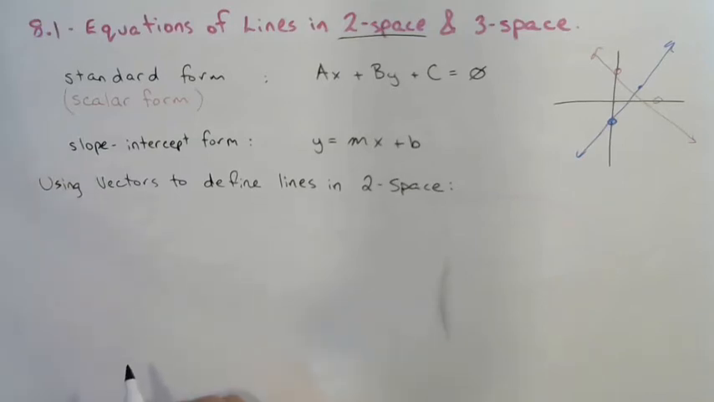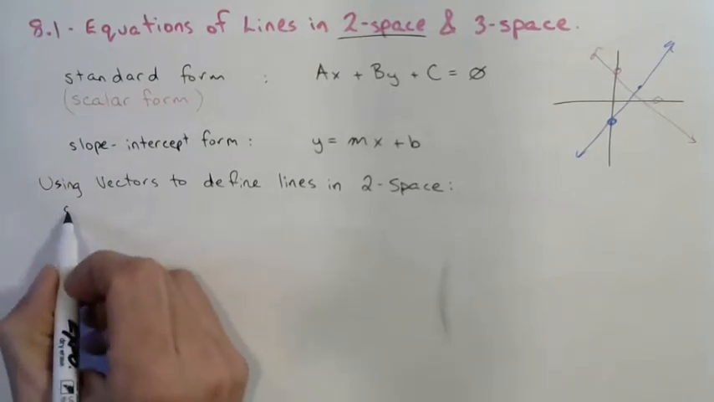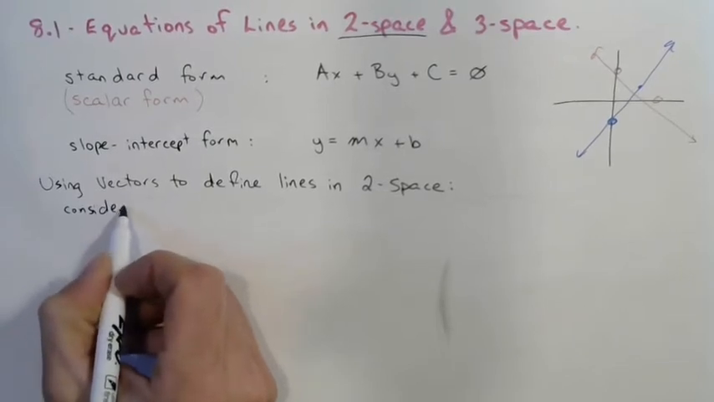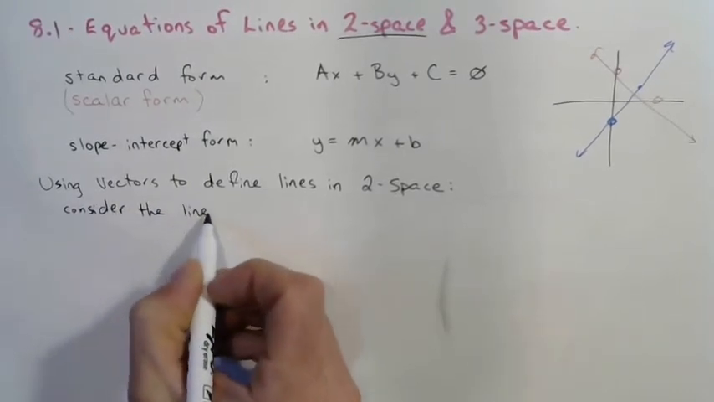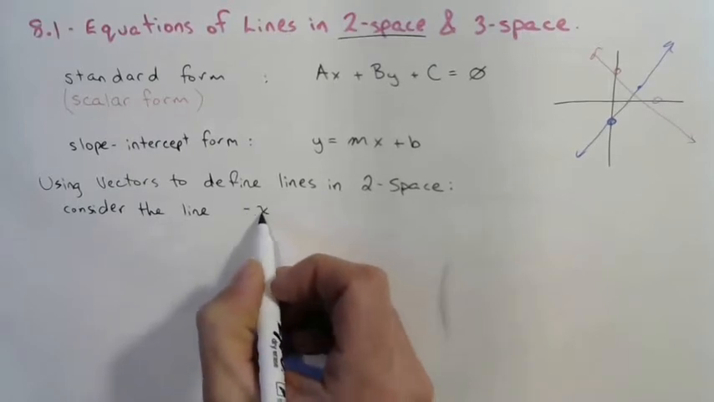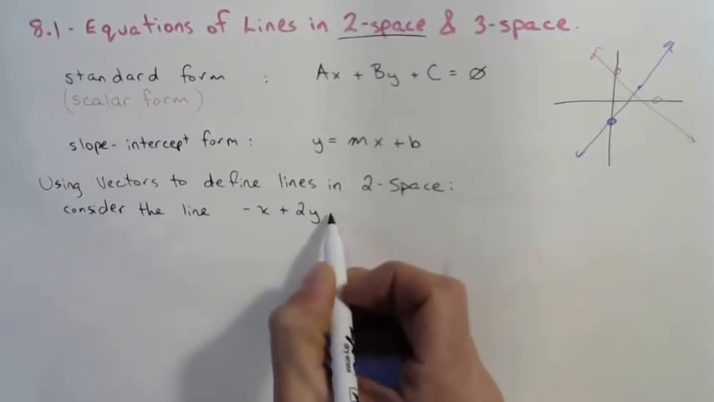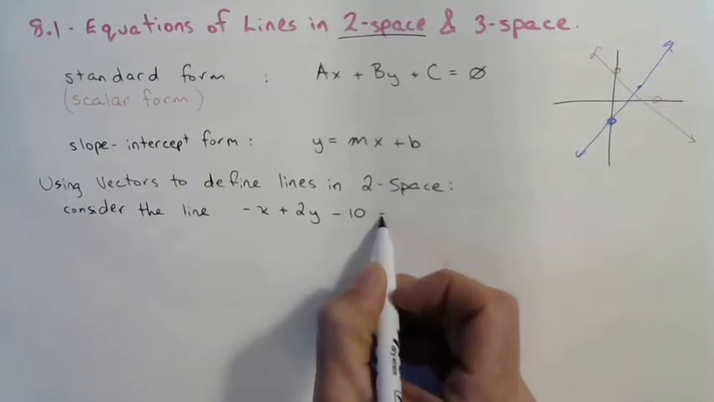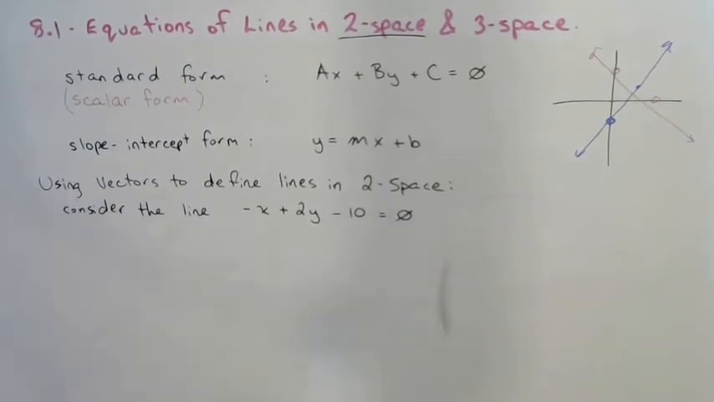And we're going to start simply by considering the line negative x plus 2y minus 10 equals 0. And the first thing that I need to do in order to determine a vector to define this line in 2-space is I'm going to get 2 vectors to work with at first. One is going to be our direction vector, and one is going to be a position vector.